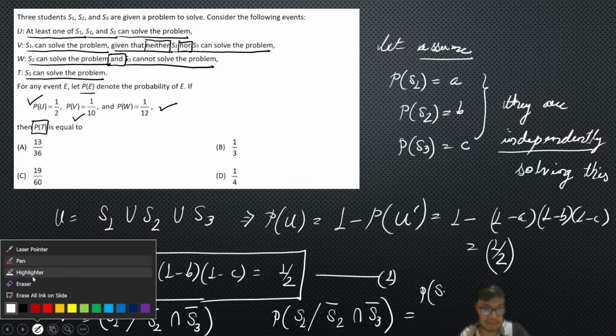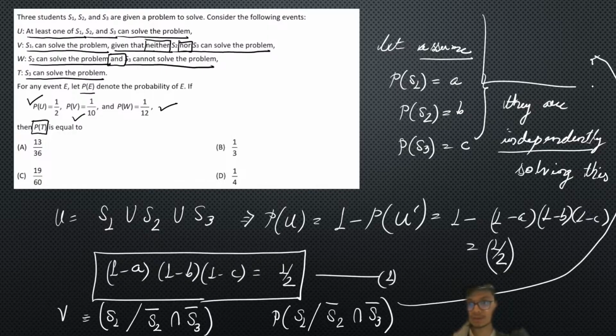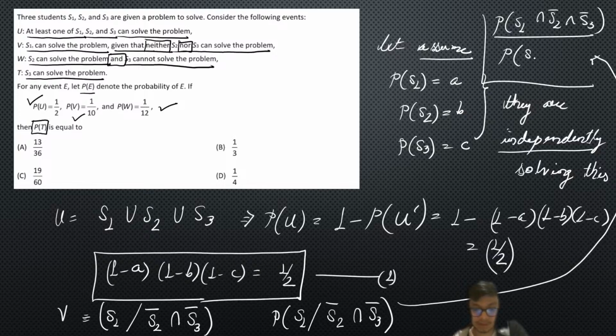I just prefer writing on the next page. Or maybe I will write it over here, just continuing it over here. So in this particular space, I can write the probability of S1 intersecting S2 complement intersecting S3 complement, whole divided by the probability of S2 complement intersecting S3 complement. And this is given to us as 1 upon 10, because the probability of V is given as 1 upon 10, right?